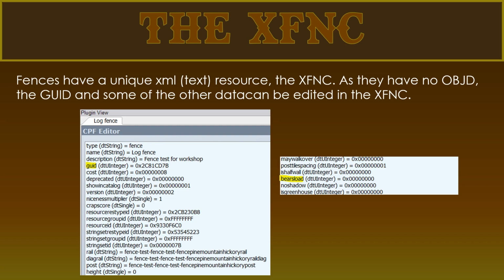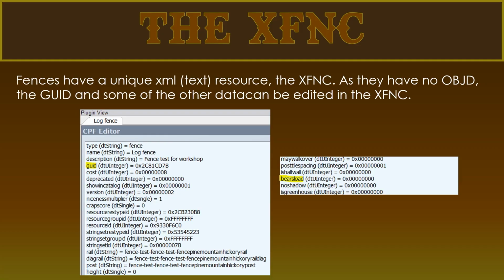Also, this guid does not conflict with the OBJD in regular objects. So this and the guid from a regular object could be the same value and the game would see both differently because the XFNC is its own thing. A couple of other things that are cool.